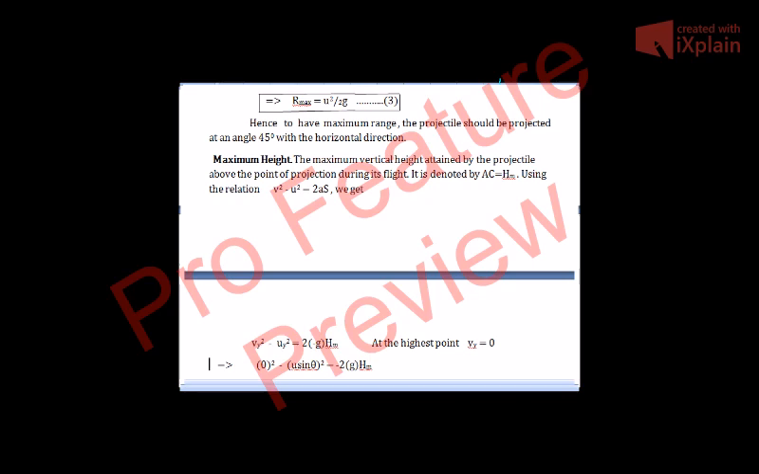So similarly, if you throw it at an angle of 30 degree, then it will be half of what it would cover when we throw it at an angle of 45 degree. So this was about maximum range.